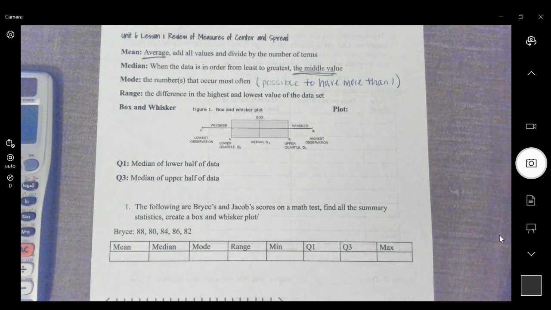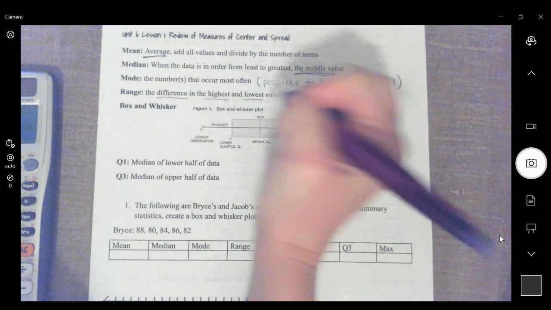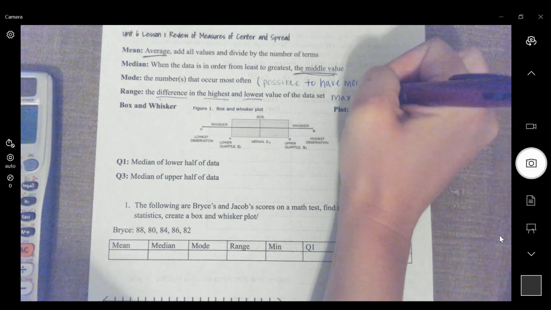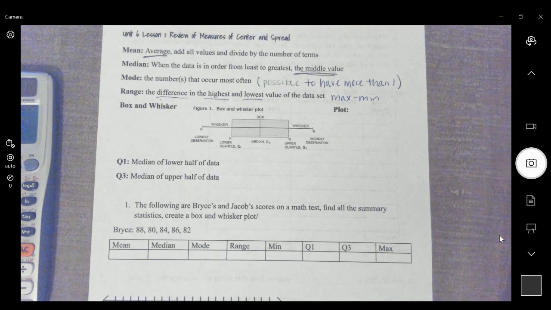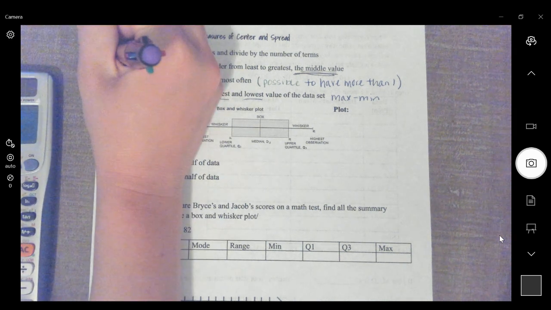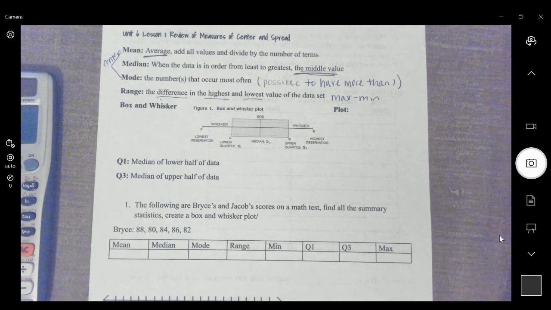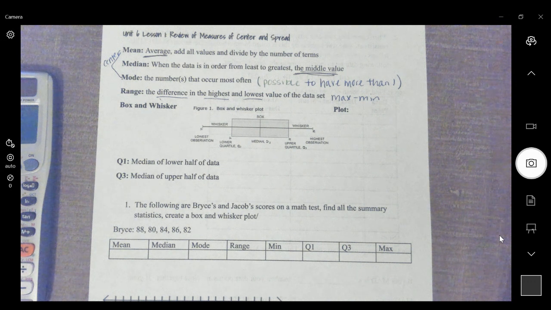Range tells you how spread out your data is. So that's going to be the difference in the highest and the lowest value. So you'll see maximum minus minimum, and that will tell you your range or how far apart your numbers are. The mean, the median, and the mode are all measures of center. Tells you a way to measure where the middle of your data is. Range is a measure of spread. Your range does not measure the middle of the data.